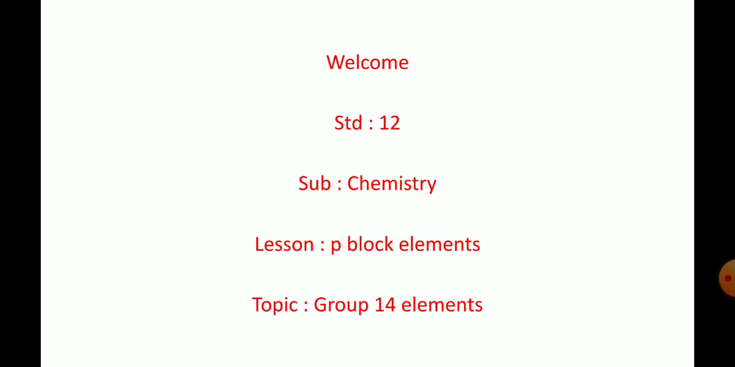What are the elements present in group 14? Yes, they are carbon, silicon, germanium, tin, and finally lead. So these are the elements constitute group number 14 in the periodic table. Okay, let us move on to the video.